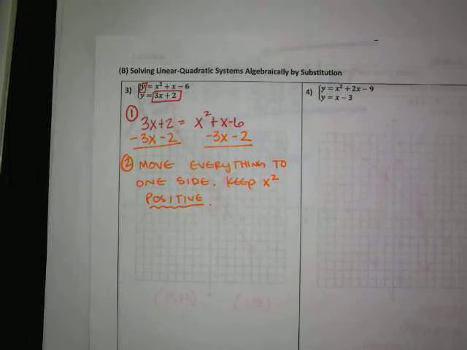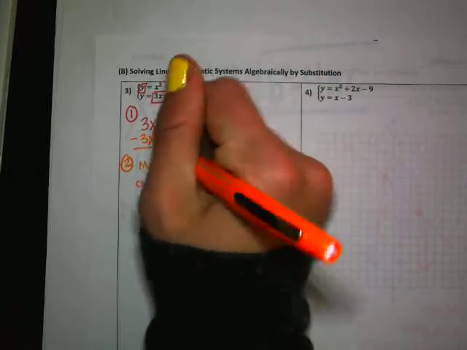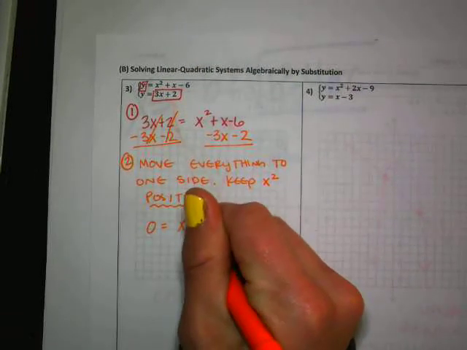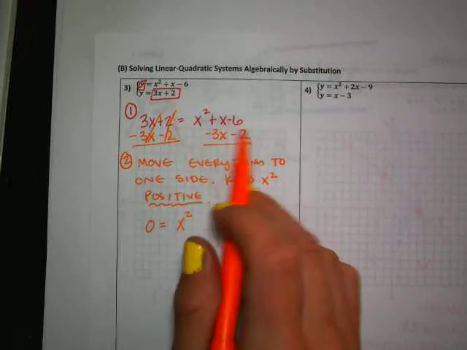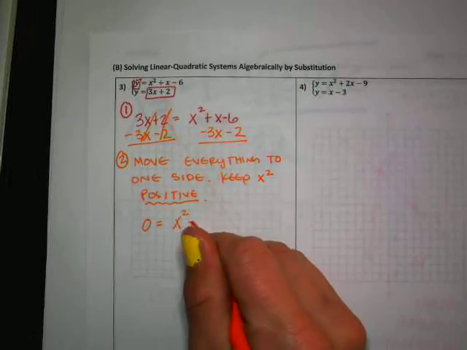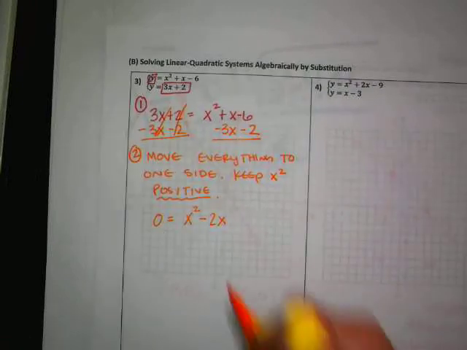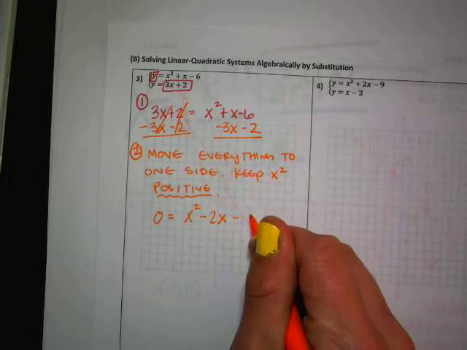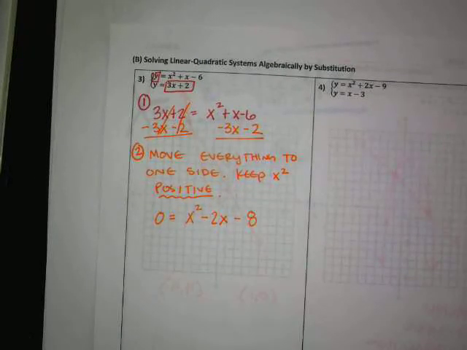Wait. So, everything to one side, so it'll eventually equal to 0? Yep, so we're equaling to 0. So all of that goes away. That equals 0. Over here, x squared. What is x minus 3x? Minus 2x. And what is negative 6 minus 2? Minus 8. So you should have everything equaling 0 now.